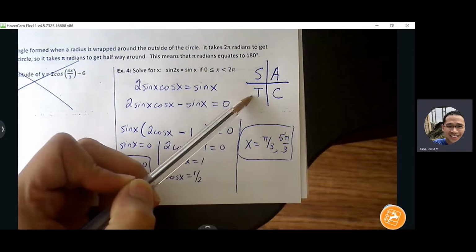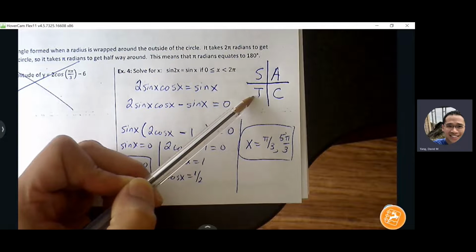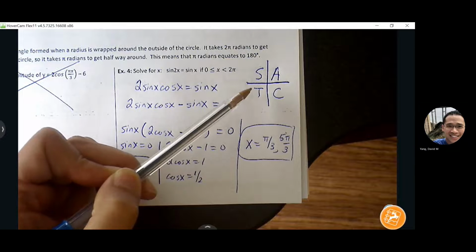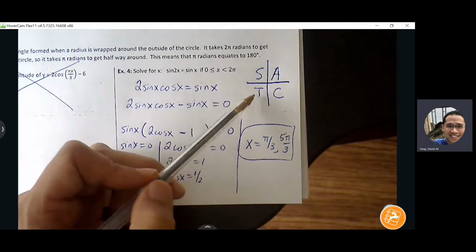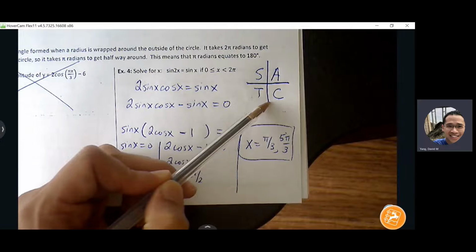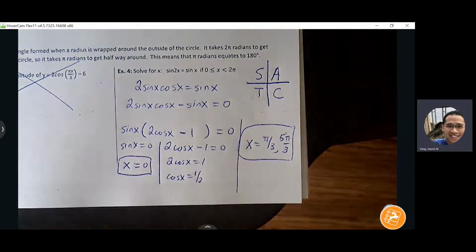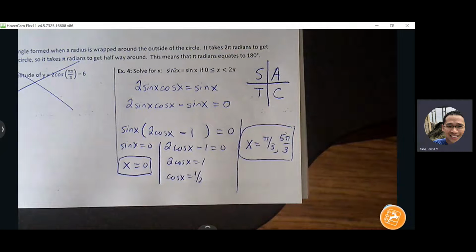Third quadrant, only tangent is positive. Okay, tangent and cotangent are positive. Sine, cosecant, secant, cosine, everything else is negative in the third quadrant. In the fourth quadrant, only cosine is positive. So cosine and secant are positive. Okay, the other 4 trig functions are all negative.